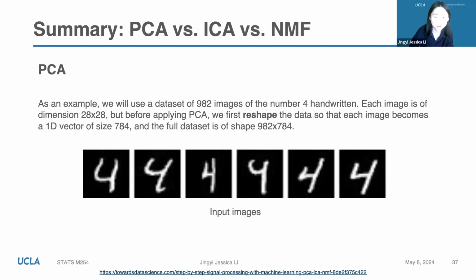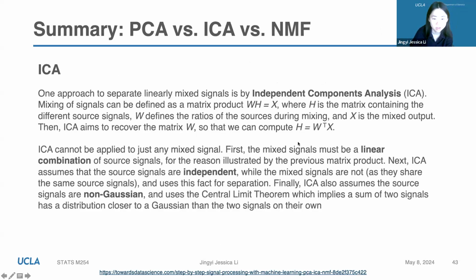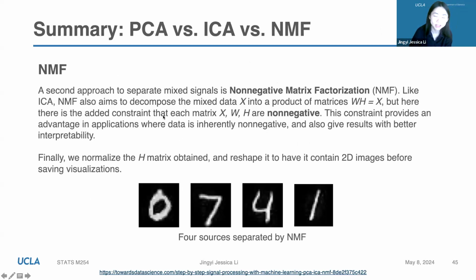But this example is not one that ICA is perfect for, because 1 just has some similarity with 4 and 7. So it's like part of 4, part of 7. So that's why we do a very poor job for 1. But interestingly, NMF works very well on this. You see, the four sources separated by NMF. It's actually very good.